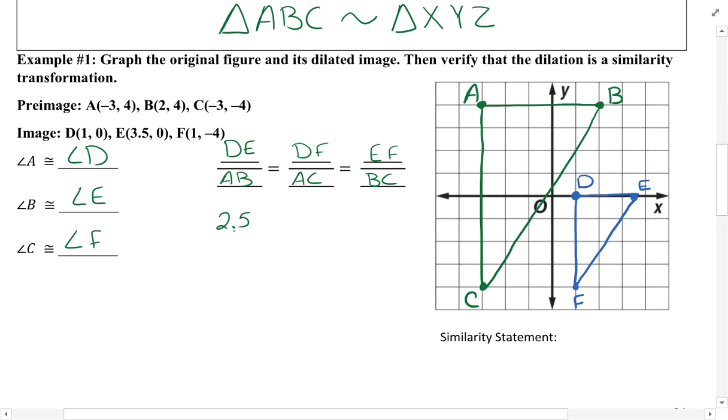So we have 2.5 over AB, which is 1, 2, 3, 4, 5. And then we have DF, which is 4. Length is 4. 1, 2, 3, 4. Over AC, which is 8.